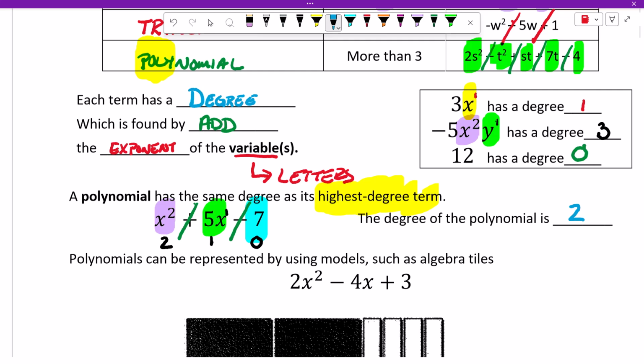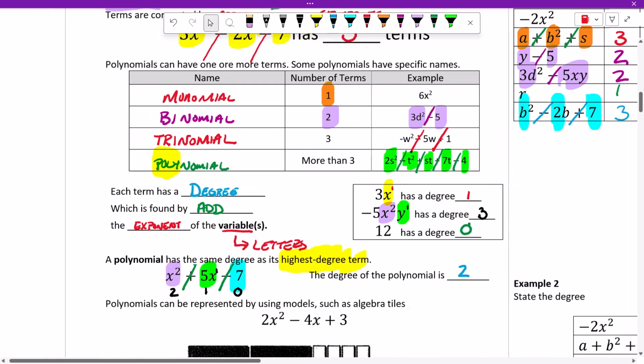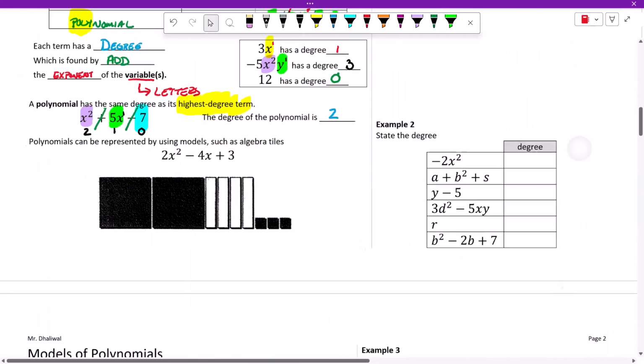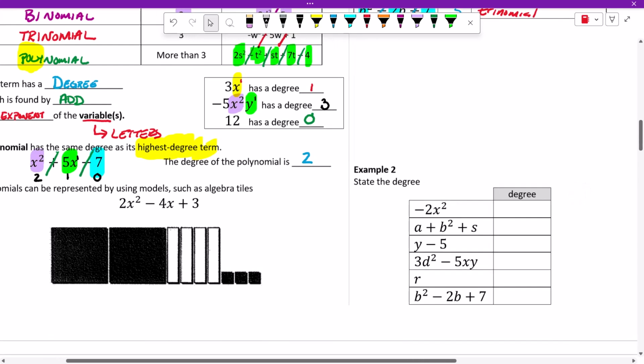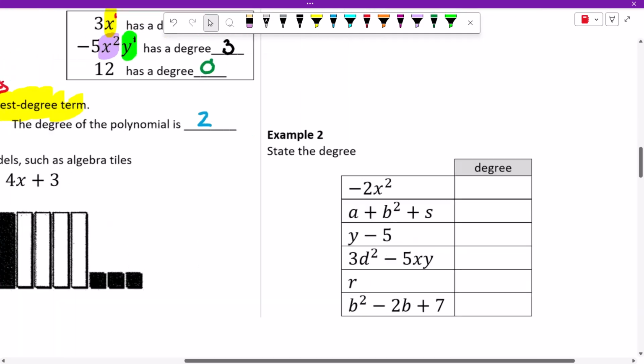Yes, Thomas? For example 2, on the second part, the 5xy, would that just be 1? We're getting there. We're going to go there next, all right?